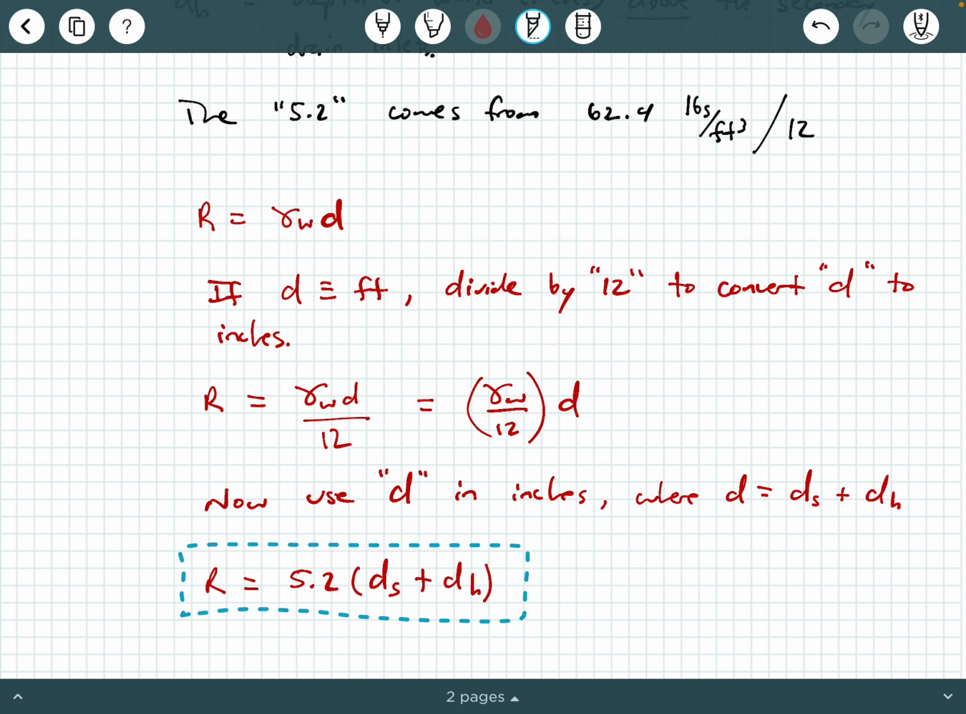It basically just comes from the definition of hydrostatic pressure, right? It's just the basic definition of unit weight of water times a depth of water.